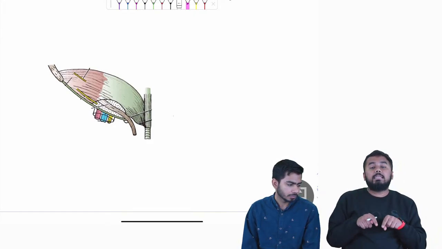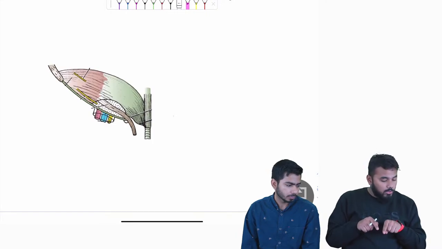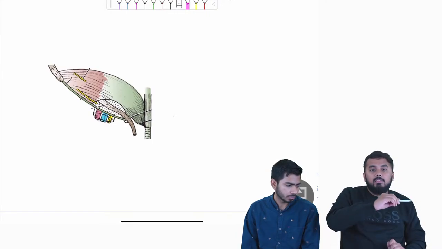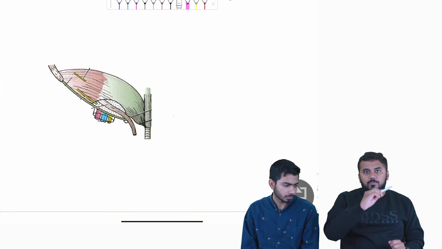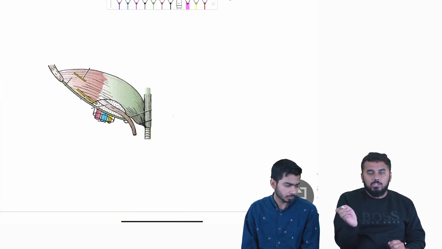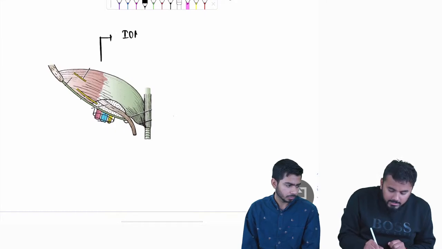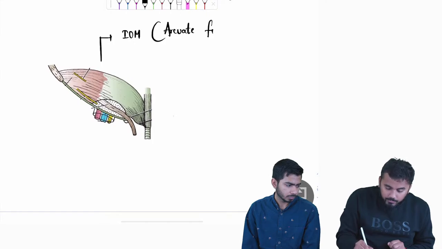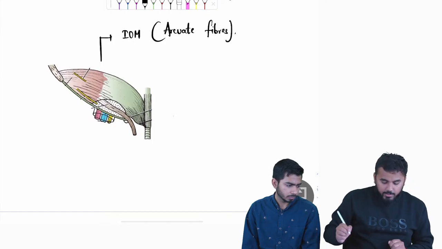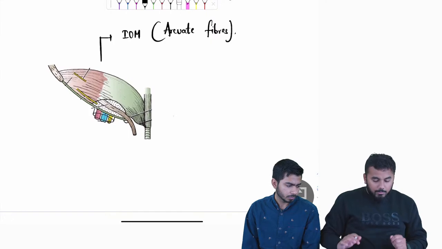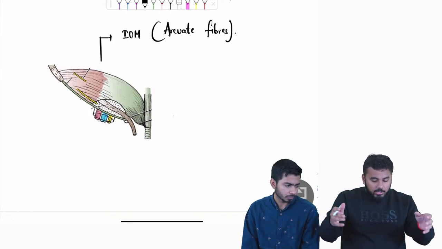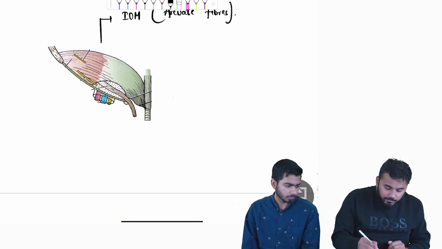Now look at this internal oblique muscle, guys. All of you look at this internal oblique. The fibers are like an arch. The fibers here, they are like an arch, isn't it? So these fibers of internal oblique muscle, they are called as arcuate fibers. On the top they are like an arch, but what is this?